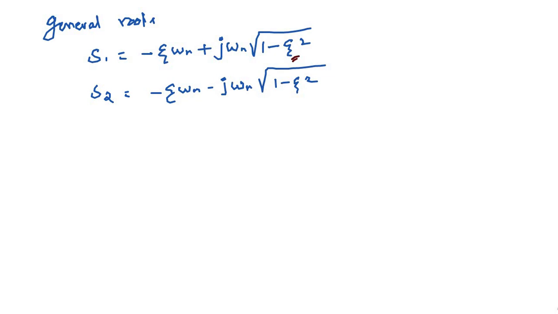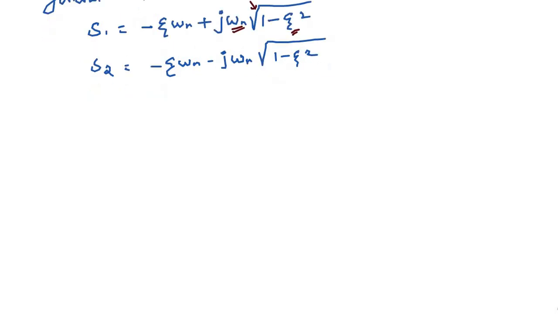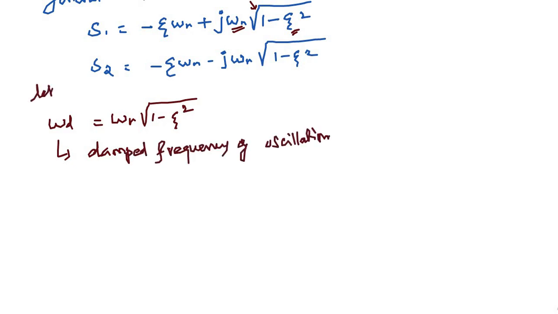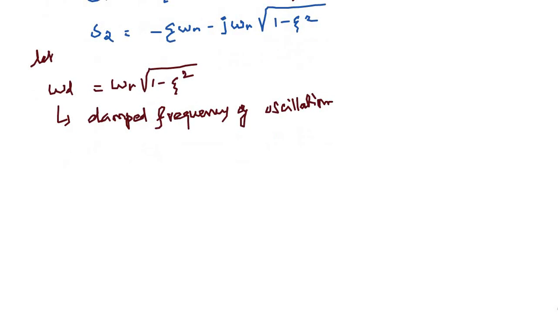Square of that also will be a number. So the square root of that number is again a number, and that is multiplied with a frequency. So the frequency omega n multiplied with the square root of 1 minus zeta square is called the damped frequency of oscillation. Damped frequency of oscillation. So remember this. Okay. And the omega n is called the undamped natural frequency. Zeta is called the damping ratio.